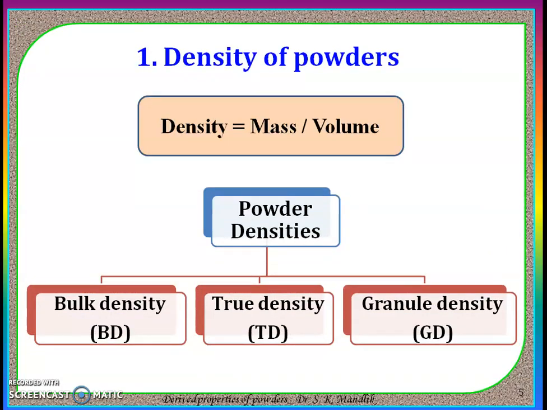Densities of powders. Density is nothing but mass upon volume, and powder has different densities like bulk density, tap density, which is also known as true density, and granule density.